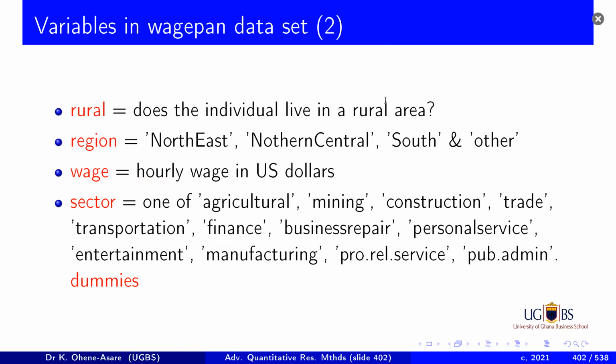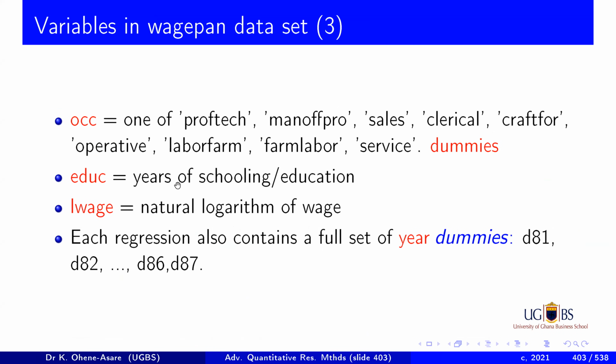Okay. Now, there are other things we will not use for this purpose. The one key variable we use is the hourly wage in dollars. So that one we'll use. Okay. The sector the person is working in, and some dummy variable. The occupation the person is working in, the years of schooling, the natural log of the wage, and then every year is considered as a dummy. This dummy you have to understand, and we'll look at it deeply. Okay. So this is just a feel of the information that you have there.